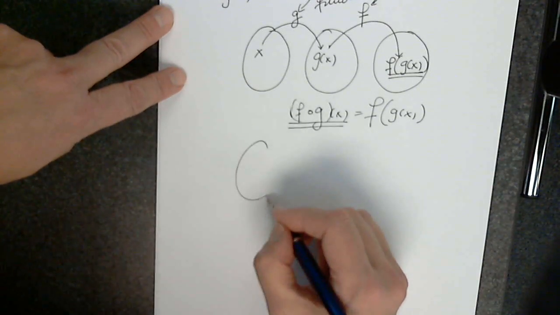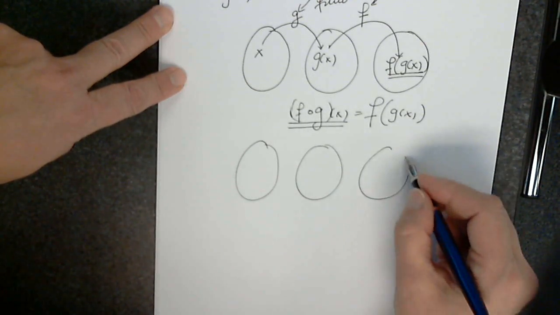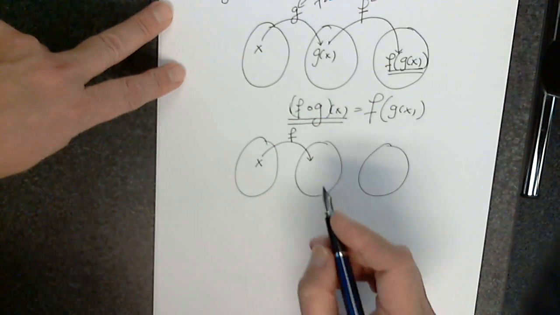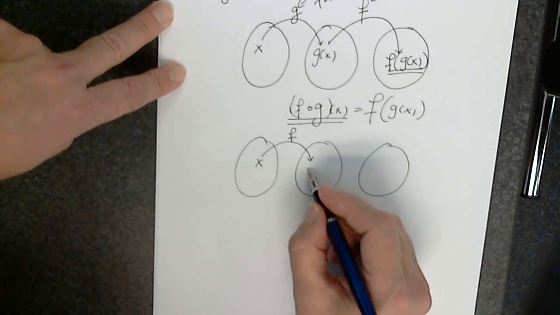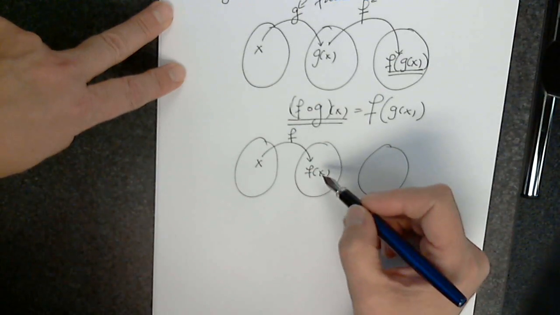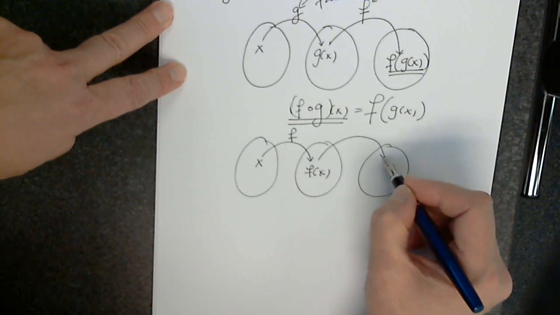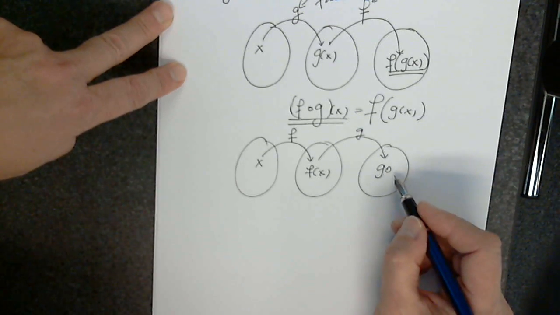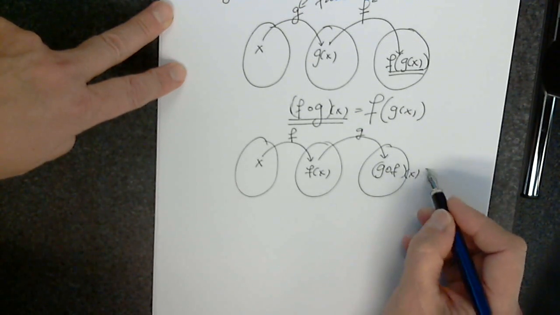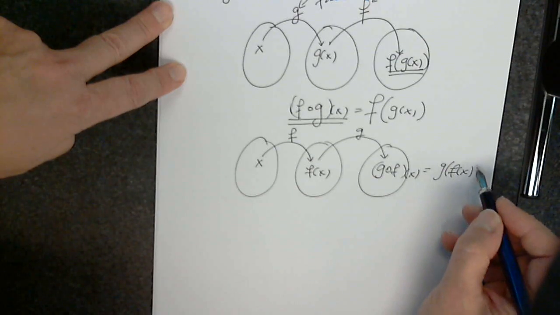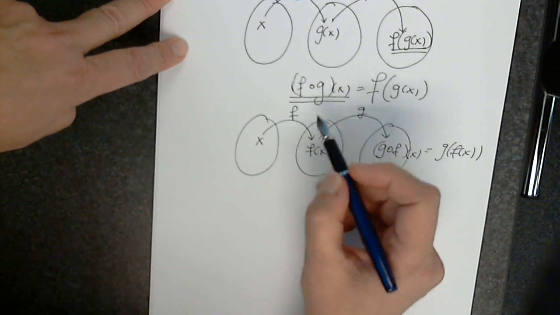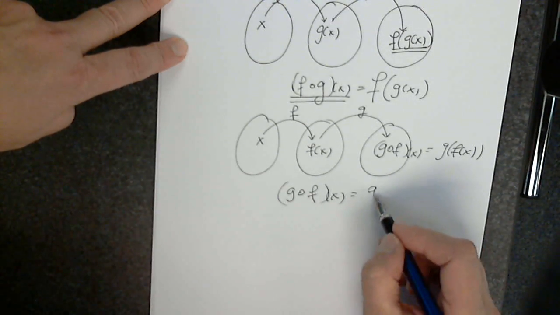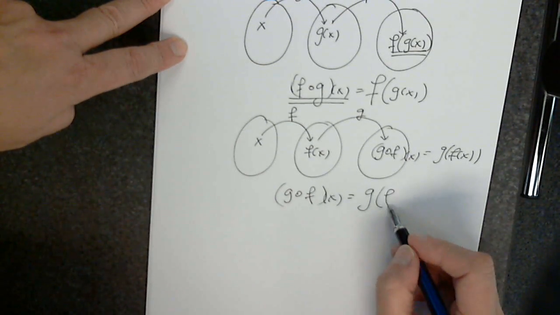Now I have the other way. Here's X, and let's say I apply F to it. What will I get? Perfect. And now to this number, because it's a number eventually, I apply G. What will I get? G of F, or in other words, G of F of X. So now G comp F of X is G outside, and F is the inner function.